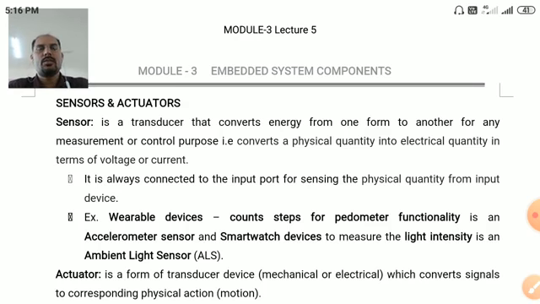Here in this video, we are going to discuss sensors, actuators, the I/O subsystem, and some examples of input devices and output devices. Let me begin with the first topic, sensors and actuators.